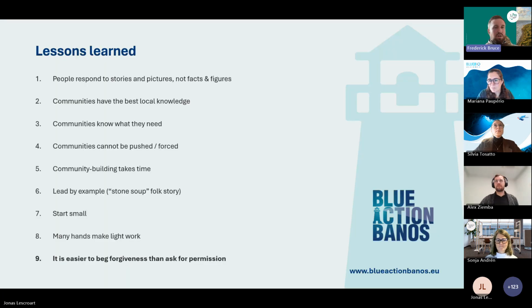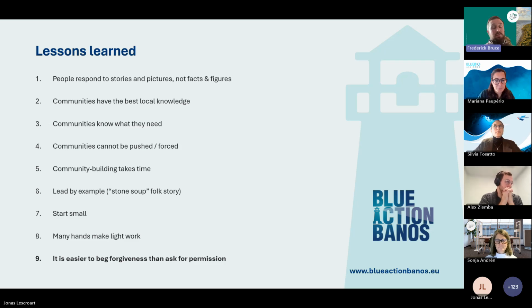Yeah, and this is a long list of lessons learned, but I'll just go through them very quickly. People respond generally to stories and pictures, not facts and figures. Communities have the best local knowledge. Communities know what they need. They don't need to be told. They can't really be pushed or forced to do anything like this top-down approach.